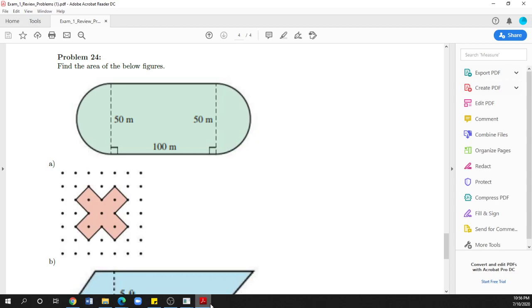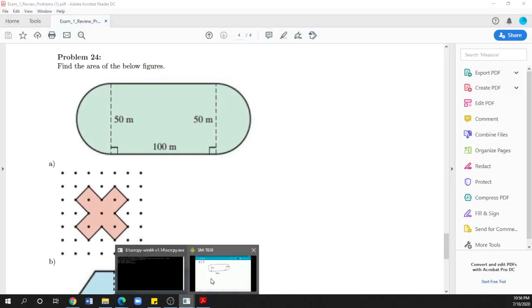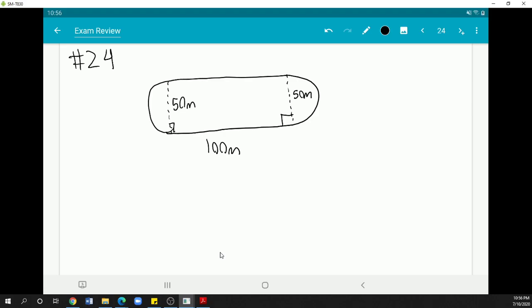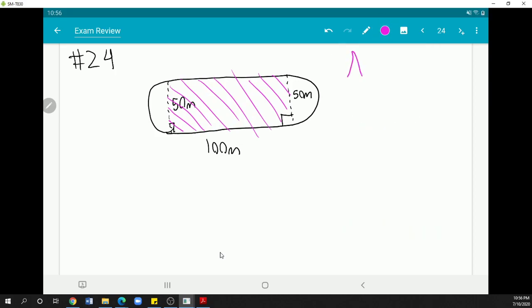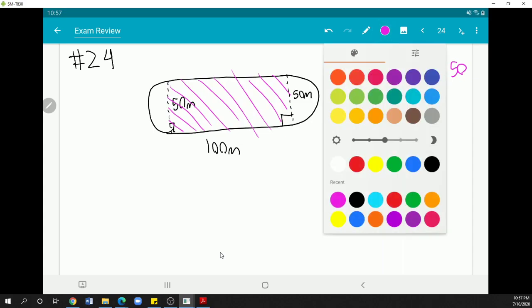The idea is we want to cut it up into little parts and find the area of each part. So if I found the area of this rectangle, that's going to be the pink. We're going to start with that. So A, and then I'm going to say rect for rectangle, equals 100 times 50, or 5,000.